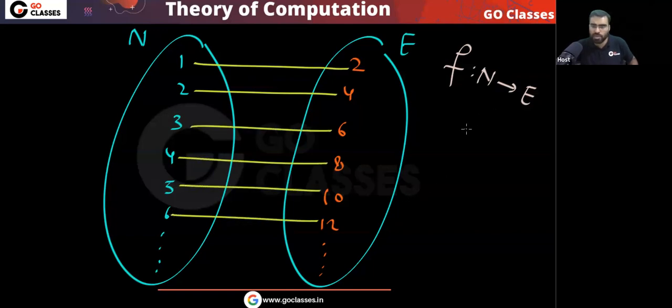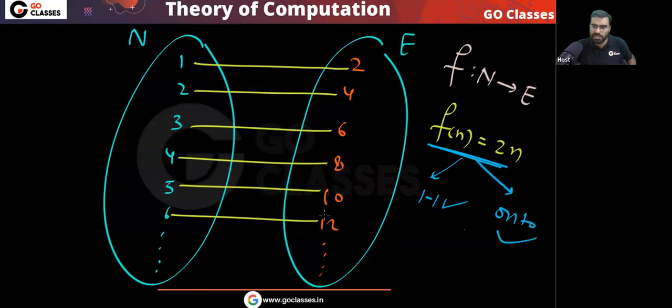This one-to-one correspondence you can give me means f(n) = 2n. You can easily notice this function is one-to-one, and this function is onto also. So this function is bijective. F is a bijection. Yes or no?